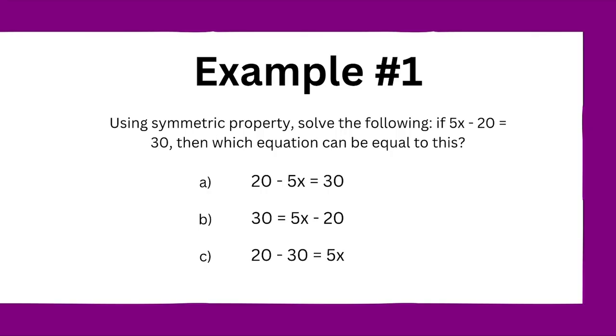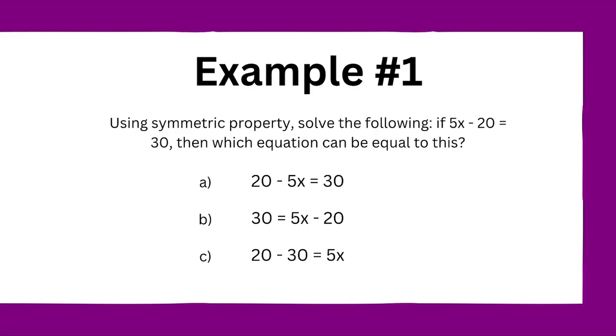Now why wouldn't A and C be the correct answer? Well, starting off with A, I have 20 minus 5x equals 30. I kept the 20 minus 5x equals 30, so that equation is essentially the same as the original equation I'm given. I did not swap it. So yes, it is equal, but it's not really what we're looking for when using symmetrical property.